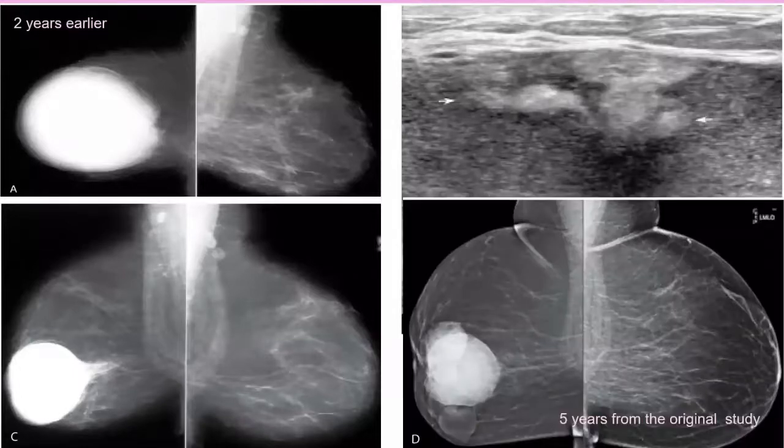lesion. This is 5 years later from the original study. It gets smaller in size and less dense. Are one or other lesions seen in the vicinity? Two nearby lesions, overlapping. What about the new lesions seen in the vicinity? Same characters or different?